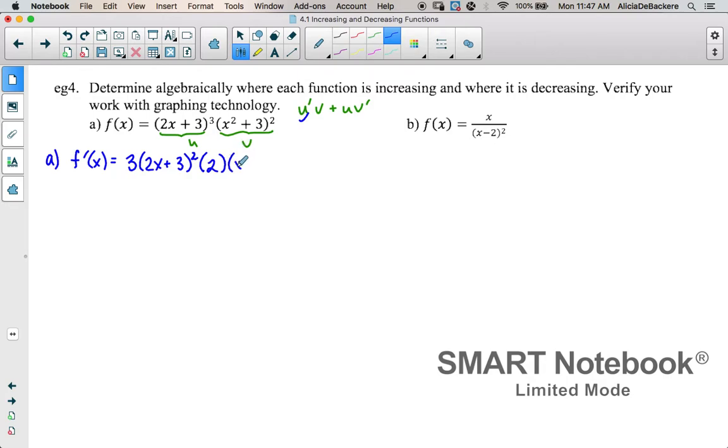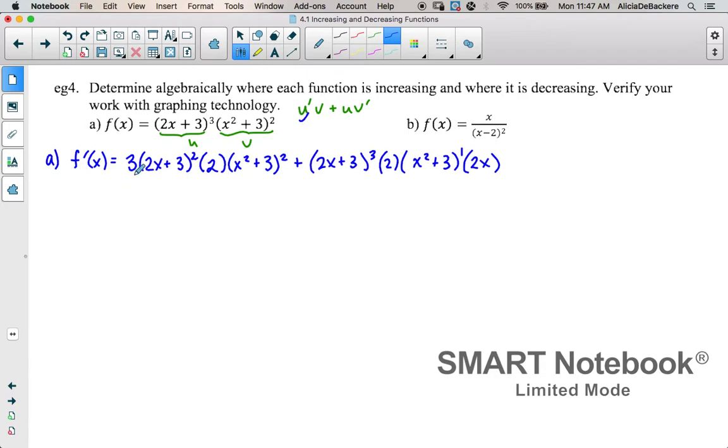So I'm just copying down the old v bracket, and then I add. Now I'm going to take the original u bracket and multiply it by the derivative of v. So again, we've got a chain rule here. I'm going to bring the 2 out front, multiply it by the original bracket, but subtracting 1 from the exponent, and then taking the derivative of that inner bracket.